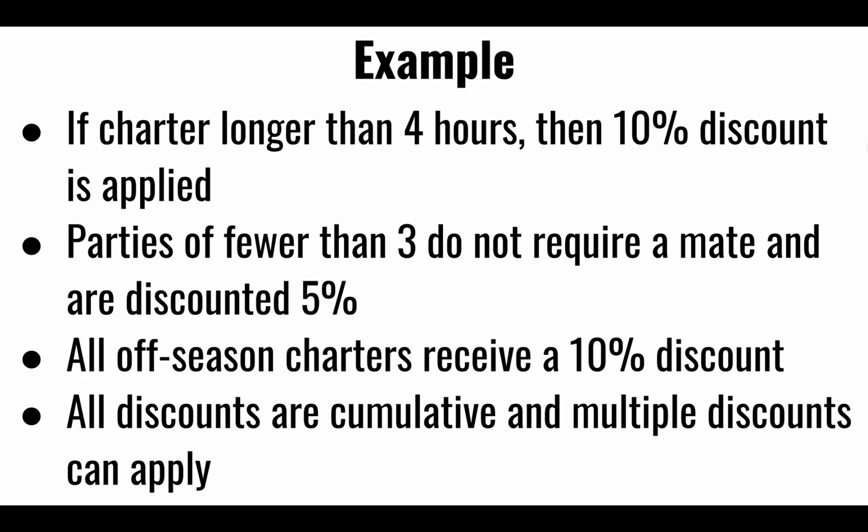If this is off season, and if it's between September and April, then you get a 10% discount. But if you're between May and August, then you don't get the discount, right? So again, all these work together to come up with a final discount, right? Because the last rule says that all these discounts can be cumulative and they can all be taken. All multiple discounts can apply, right?